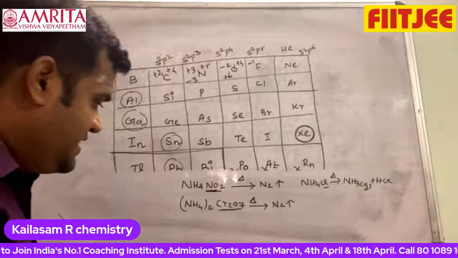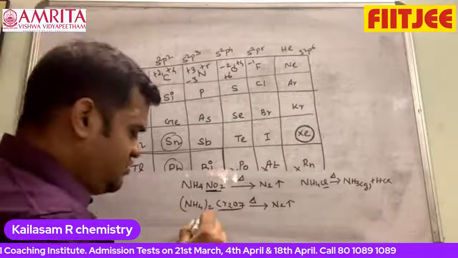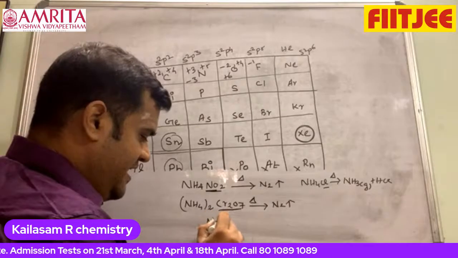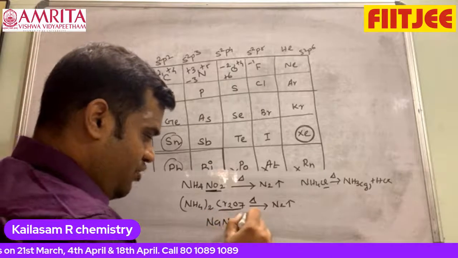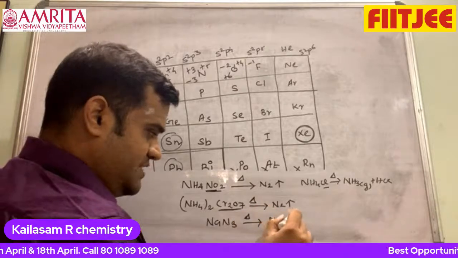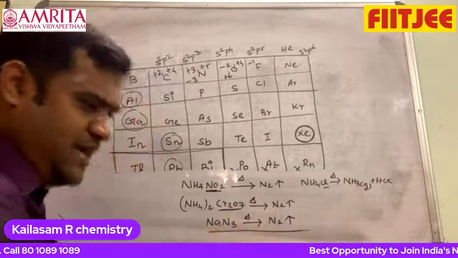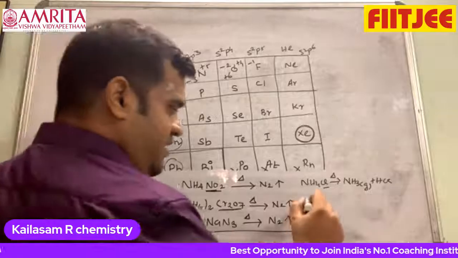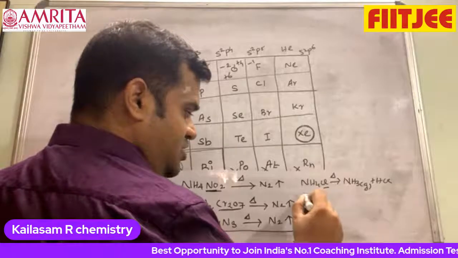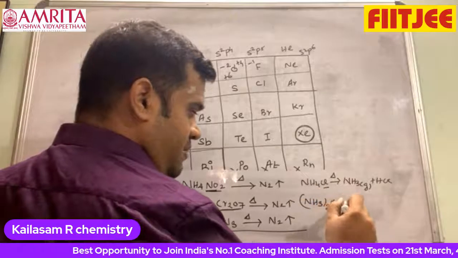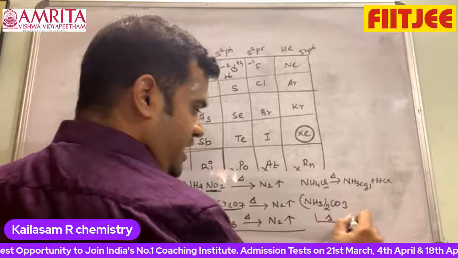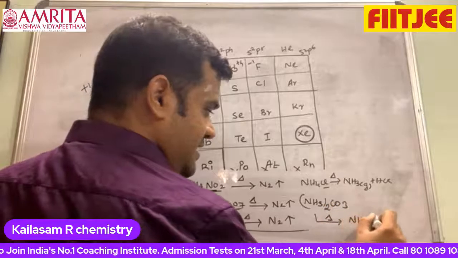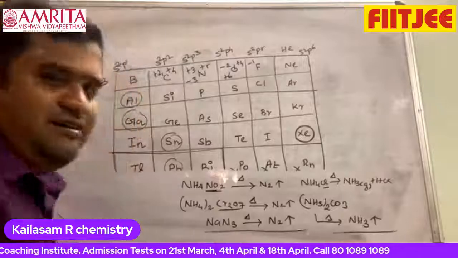So now one more example. Pure nitrogen you may get from sodium azide, NaN3, on heating, which gives N2 gas. That's all. Got it? N2 gas. Even ammonium carbonate, (NH4)2CO3, on heating, what are you going to get? Ammonia gas. That's all.